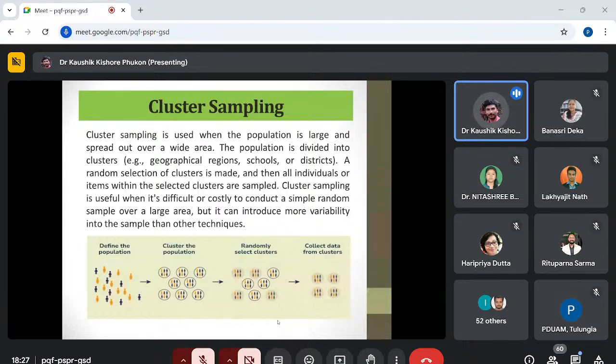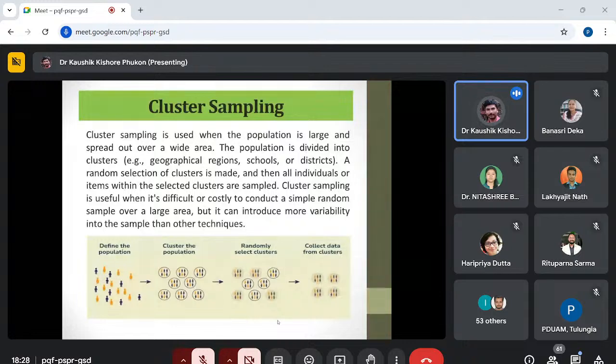But some constraints are there, definitely some drawbacks are there. In cluster sampling, what will happen? You form clusters first from the population, and then what you have to select? You cannot select individuals here. You have to select the entire cluster. You have to reject one entire cluster, or you have to select one entire cluster. That will be your sample.